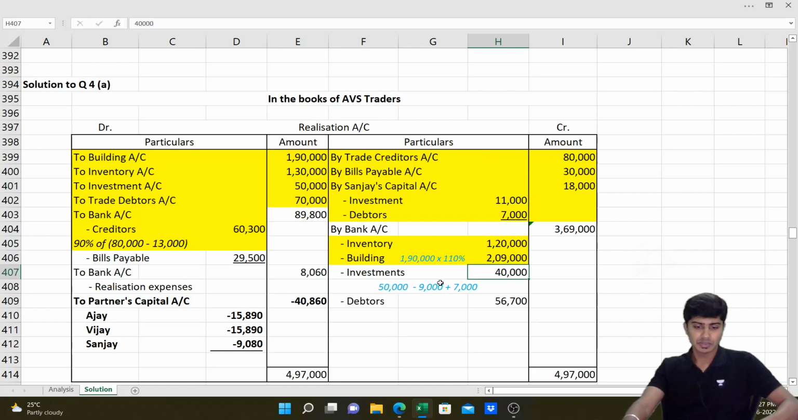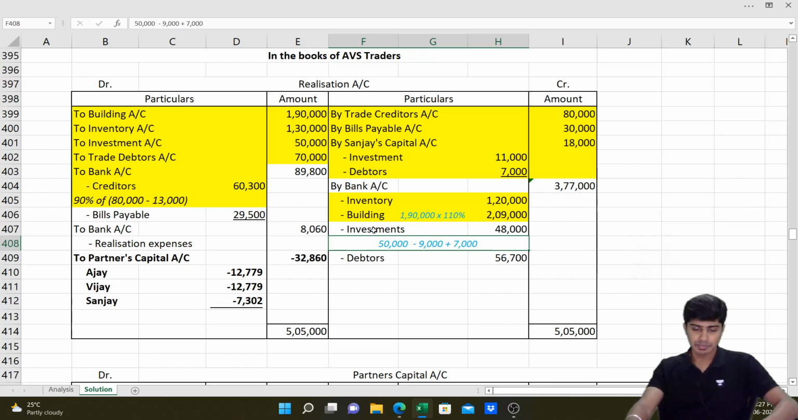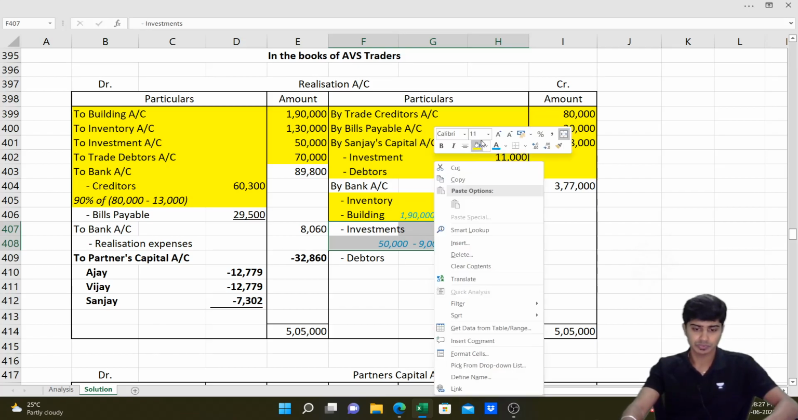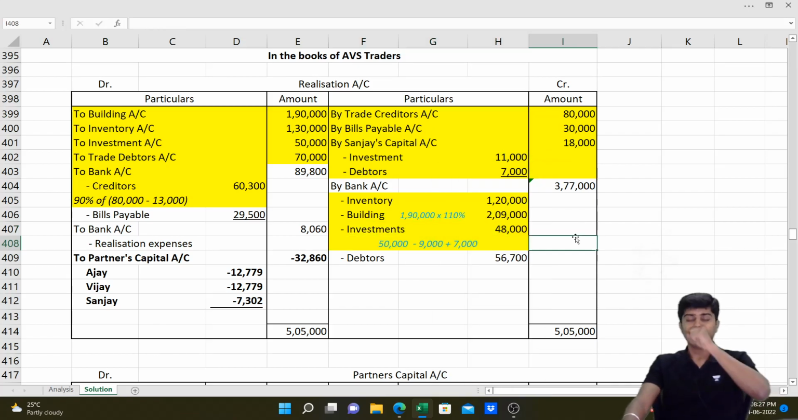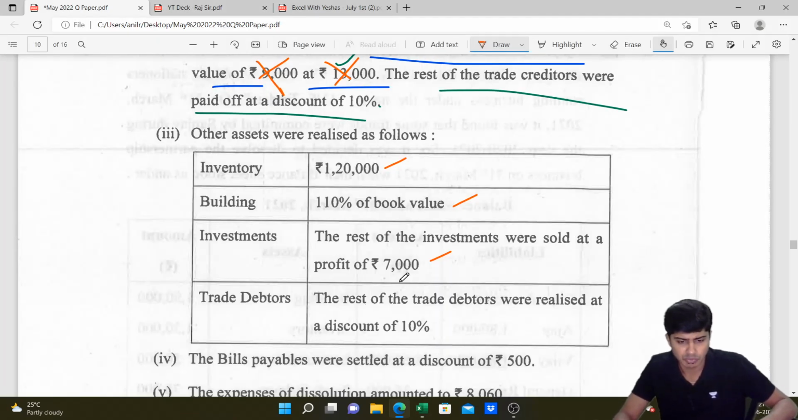How much will it come? 50 minus 9 is 41. 41 plus 7, 48,000. 48,000 is our investment, and let's mark that yellow. Got it? Done. Then what else do we have?